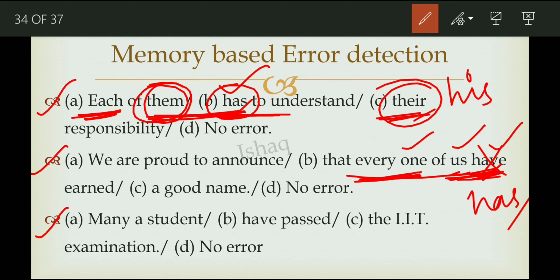Many a student have passed the IIT examination. Can anyone tell the answer to this? If you can, it's very good. If you can't, now you'll be able to do it. See, "many a" is a phrase which refers to a single one. The article "a" always refers to a singular one. So "many a student" should be followed by "has" but not "have". Remember this.